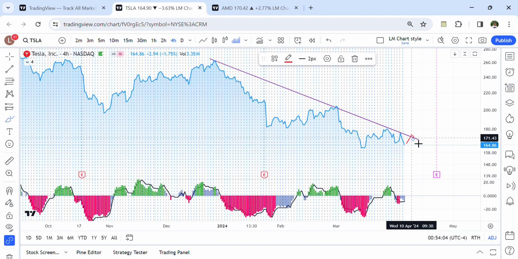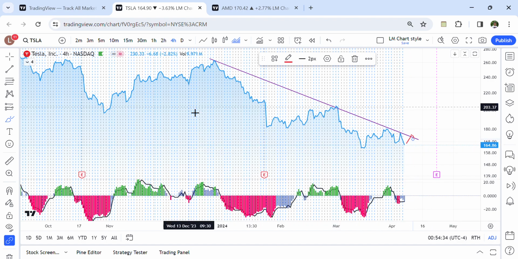Don't do anything unless it is able to sustain above 180 for like 1 or 2 days. If not, and it comes back to the 170 level on the same day, as soon as 170 is broken, confidently get on a put or go short on Tesla. Okay, and you will be able to print some profit up to 166 and maybe 165 on Tesla. Okay, so this is about the charting techniques.